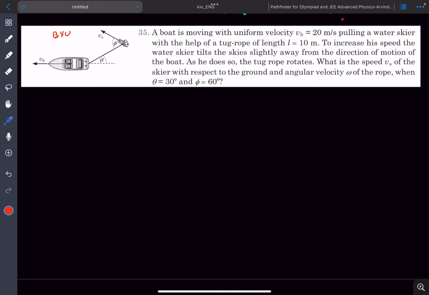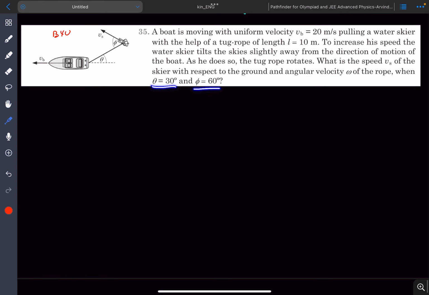In this problem, we have a boat that is moving with a velocity of 20 meters per second towards the left. It's pulling a water skier with the help of a tug rope of length 10 meters. To increase his speed, the water skier tilts the skis slightly away from the direction of motion of the boat, something like this. As he does so, the tug rope rotates. What is the speed Vs of the skier with respect to ground? We have to find the magnitude of Vs, and we also have to find the angular velocity of the rope. It's given that theta is 30 degrees and phi is 60 degrees.